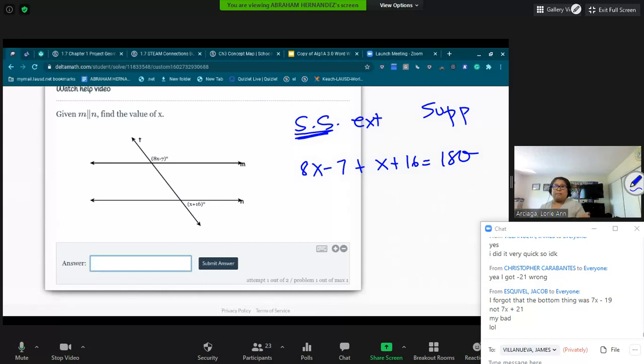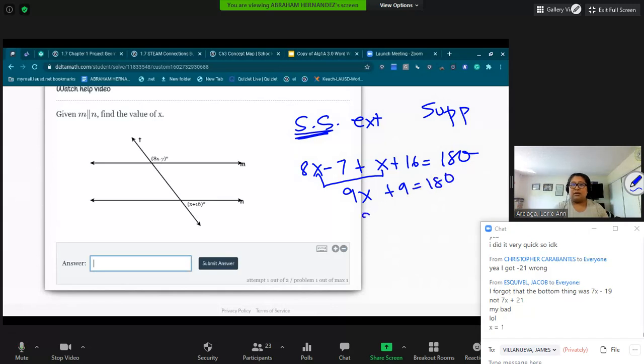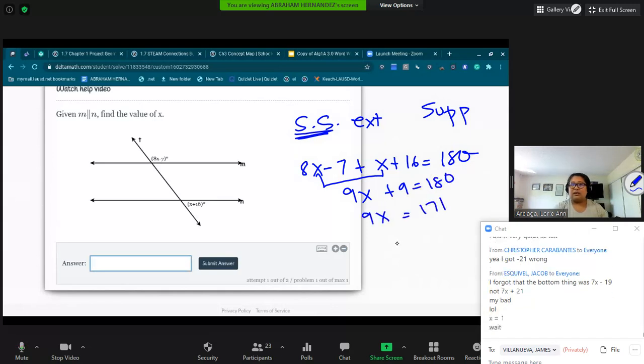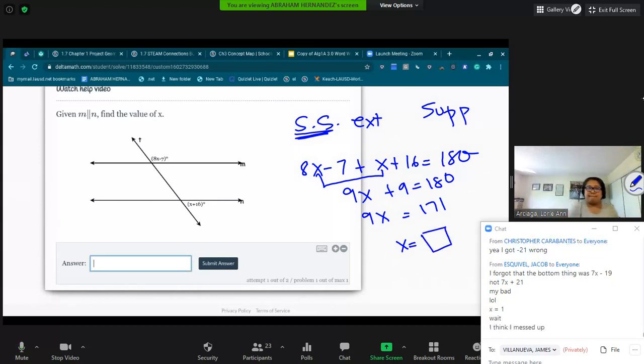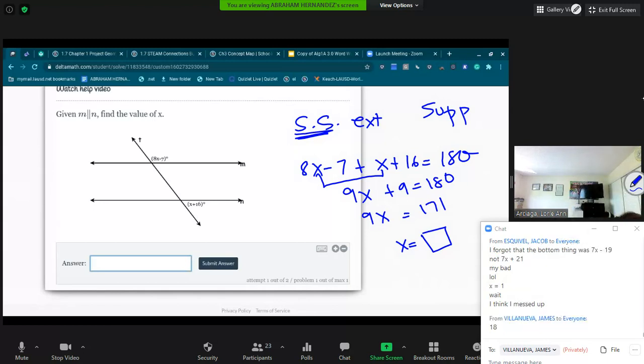Tell me what you get. If you combine like terms, you get 9x plus 9 is equal to 180. And then subtract 9 from the other side, and then you get what x is. 18, according to James. Did you guys get 18 also?